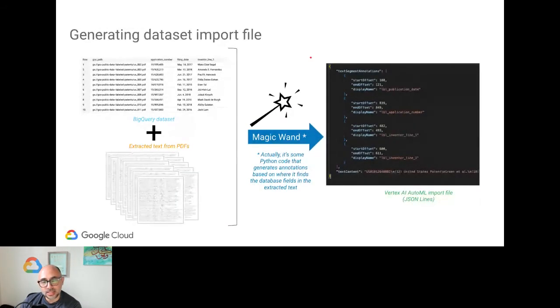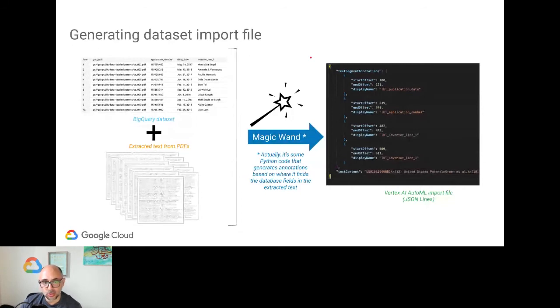And one of the things that I love to talk about in this demo is the logic that binds the PDF text that we get after OCR and the existing data to build this import file. And I call it magic wand. Unfortunately, I don't think I can use the word magic legally. So it's just some Python code that generates annotations based on that.